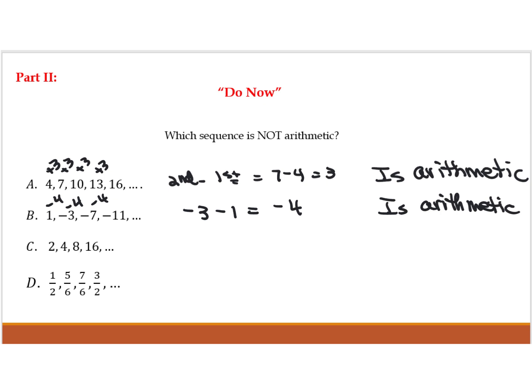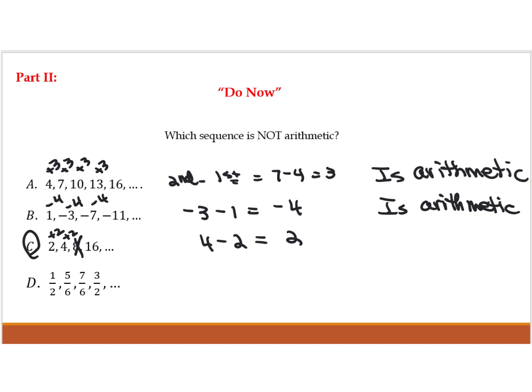All right, I'm going to try C. Second term is 4, minus the first term is 2, and I get D is equal to 2. If I add 2 to 2, I get 4. But if I add 4 plus 2, it does not equal 8. So C would be the correct answer.